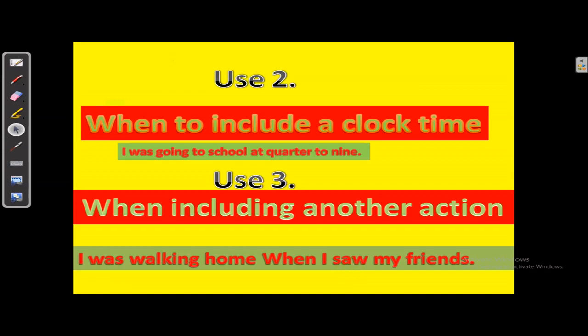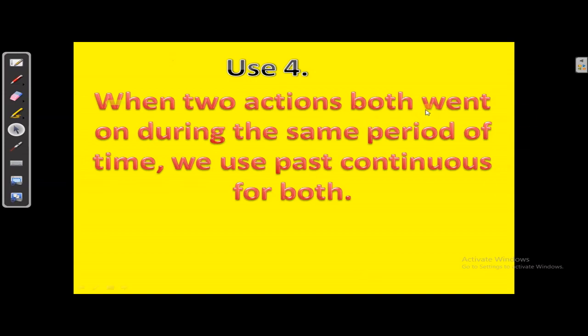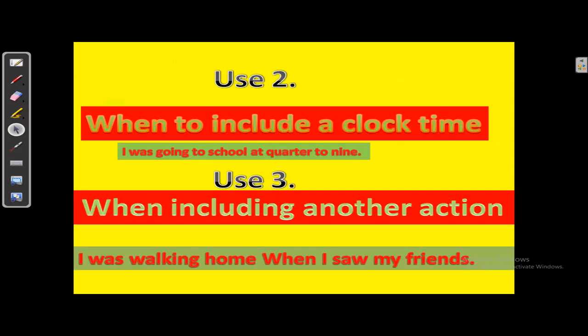But when the two actions are happening at the same time, simultaneously, then the scenario is different. When two actions both went on during the same period of time, we use past continuous for both the clauses. In the earlier one, what we did was use past continuous and then past indefinite in the other clause, when we are mentioning another action.